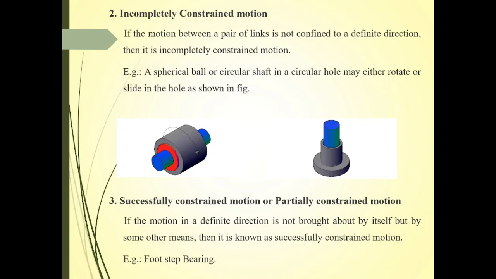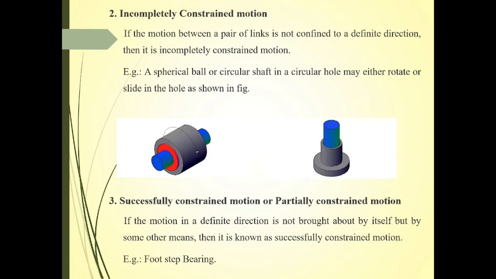Next one is the incompletely constrained motion. If the motion between a pair of links is not confined to one direction, then it is incompletely constrained motion. Example, a spherical ball or circular shaft in a circular hole may either rotate or slide in the hole. For example, the left side picture shows the inside cylindrical element rotating as well as moving left and right. That is an incompletely constrained motion.